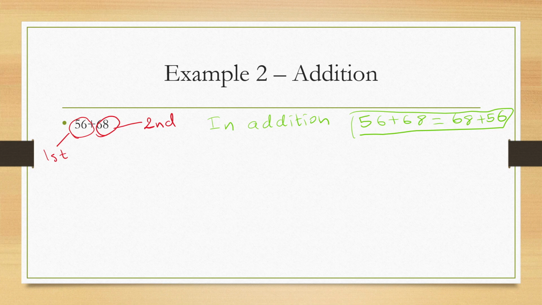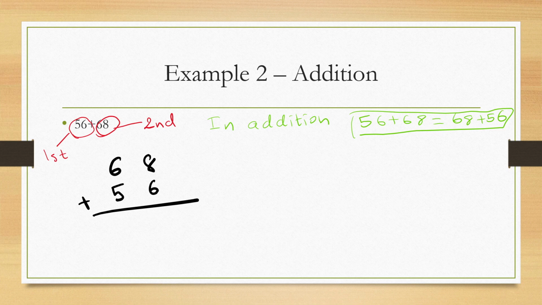So usually when doing the column method, I tend to write the bigger number on top and the smaller number on the bottom. This is only in addition, because in addition we have this rule here. It's kind of a rule because it's true for all additions, except if it has any minuses. So I tend to write it like this: write the 68 on top and the 56 on bottom, and then draw the plus sign and everything.